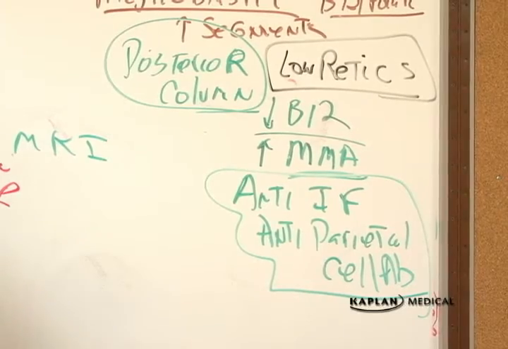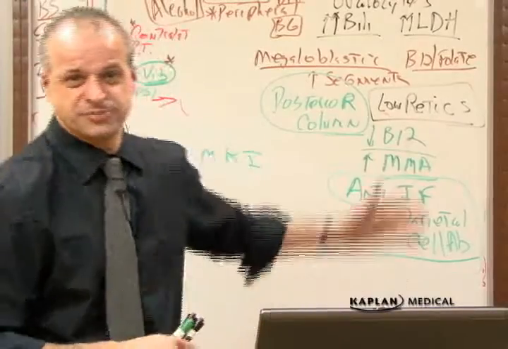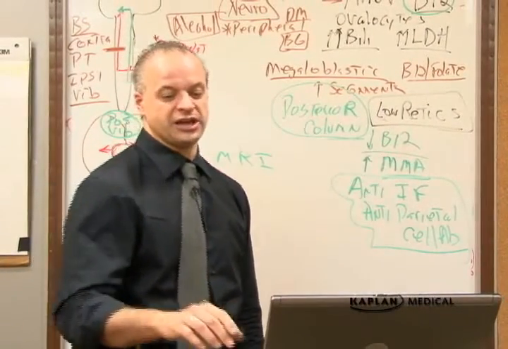anemia. Subacute combined degeneration of the cord. It may not be the most common neurological manifestation of B12 deficiency, but it's been considered the most characteristic because nothing else does that except syphilis.